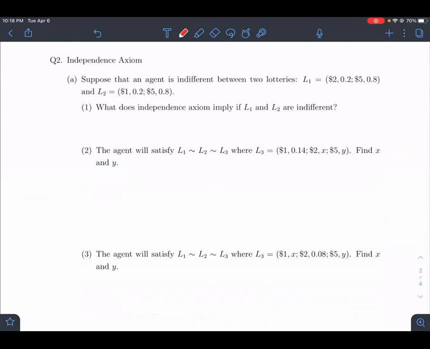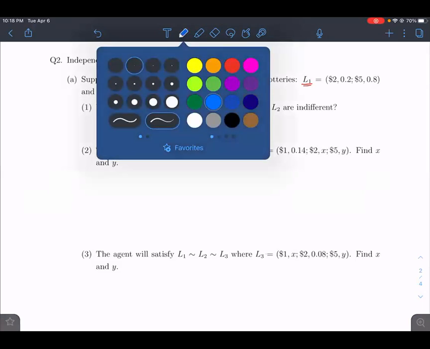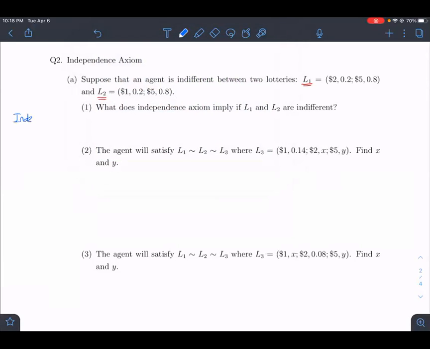To understand the independence axiom, I came up with this question. We have two lotteries, L1 and L2. What does the independence axiom imply if L1 and L2 are indifferent? So what does it imply? What is the independence axiom? Sounds like my choice is independent of something.